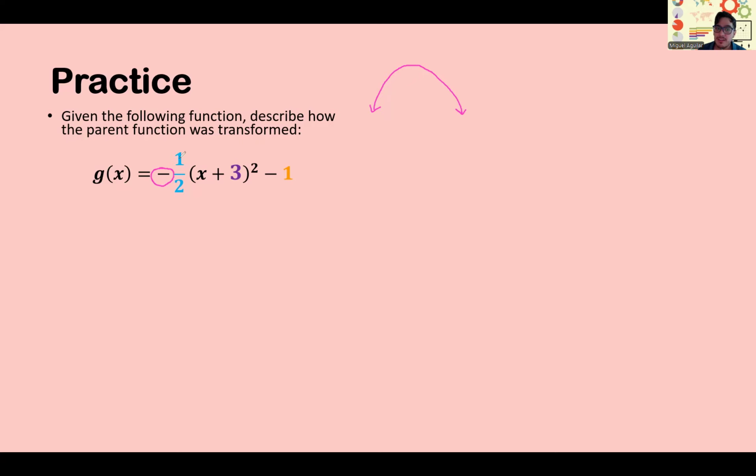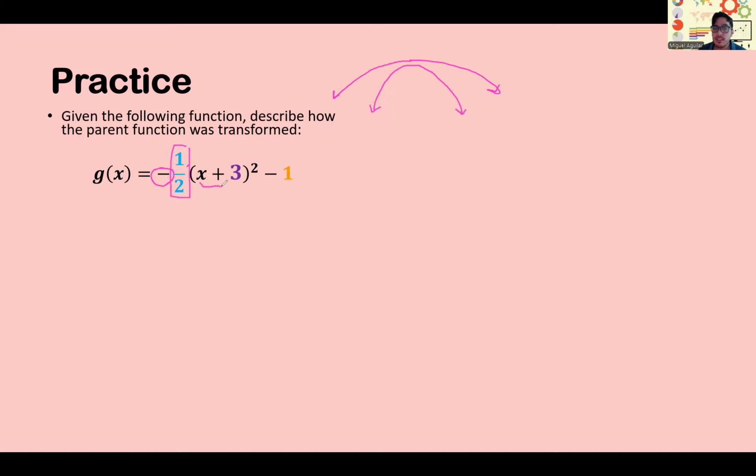Vertical shrink, right, or compression, because this guy is a fraction, and that tells us that we're going to compress the graph. So if we're compressing the graph, it's going to be a little bit wider than its parent function because it's getting kind of crushed like a hydraulic press. Okay, so that takes care of those little knobs or dials, right? We're dialing in the transformations that have been happening to the graph.